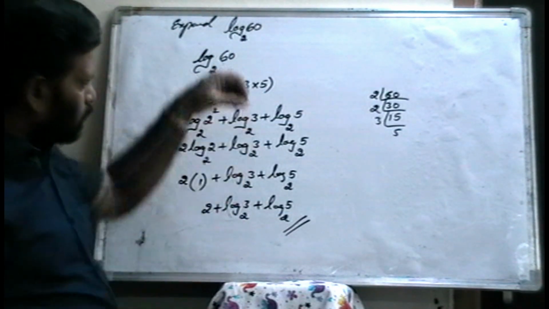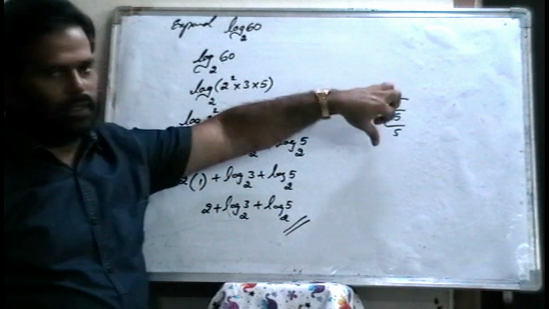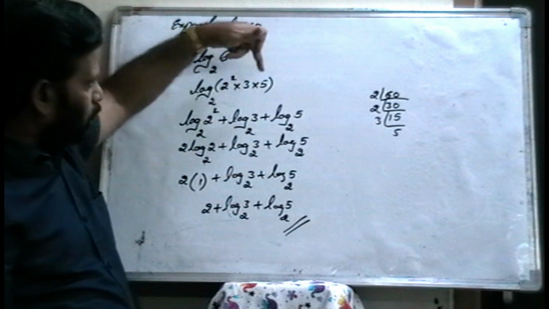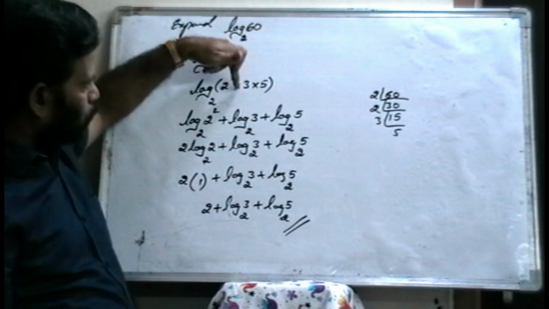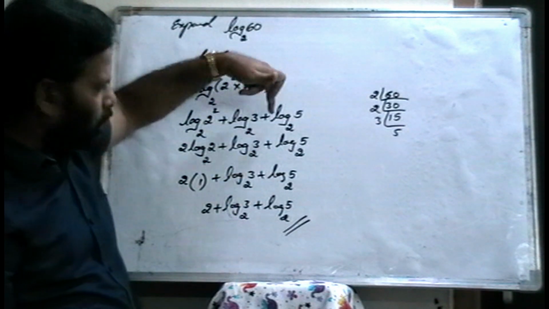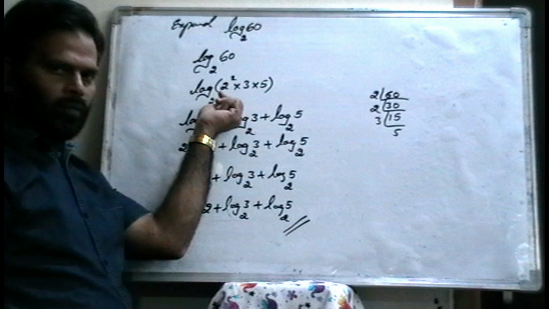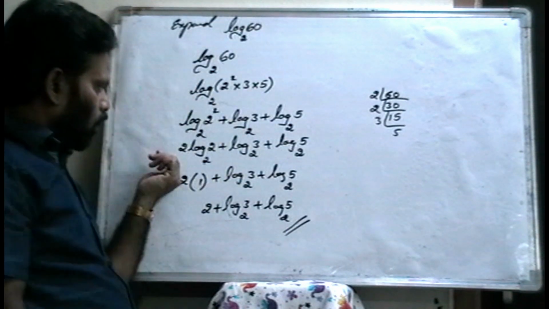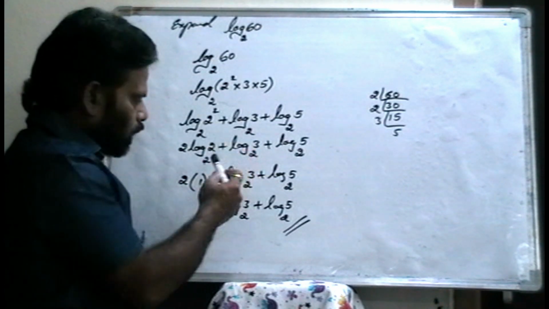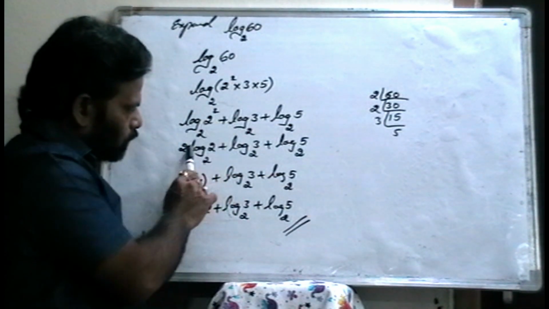Expansion of log 60. So here log 60, that 60 divided into prime factors, 2 square into 3 into 5. So it is in the form of log A into B into C. Log A B C is equal to log A plus log B plus log C. Again the first term is in the form of log A to the power of n. Log A power n is equal to n log A. But we know that log 2 base 2, because anything power 1 is equal to the same, log 2 power 1 is equal to 2. So log 2 base 2 is equal to 1.